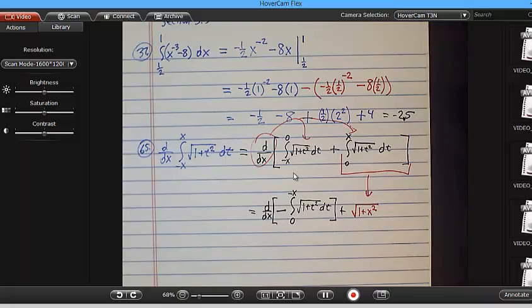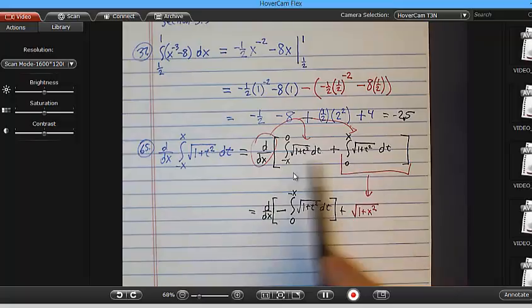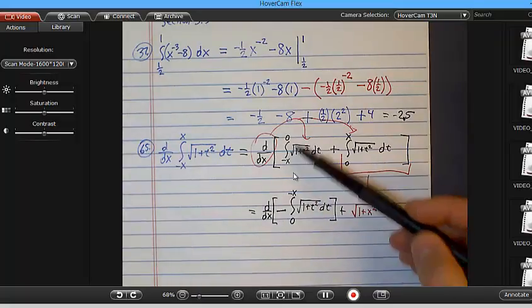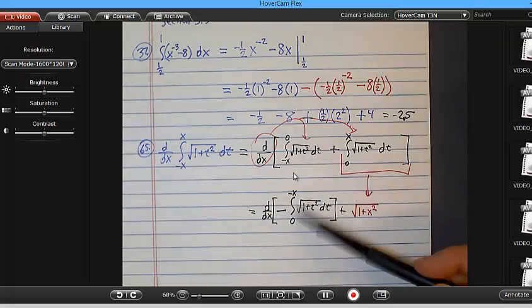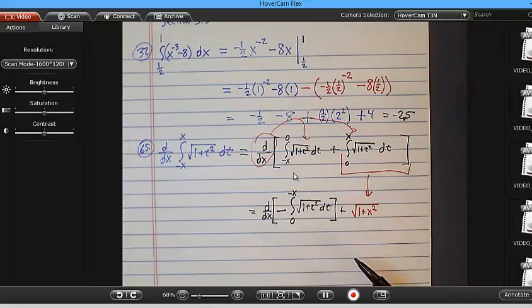So I've made two moves here that I am very comfortable with and are very new to you. This is only the second time you've seen either of them. One of them was to split this up into two integrals. And the second was I can change the order of integration. Now I'm almost there.